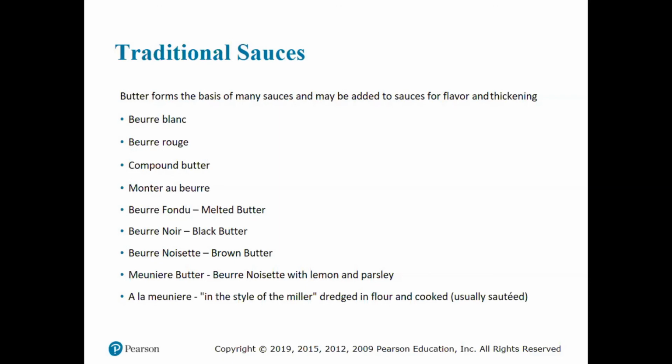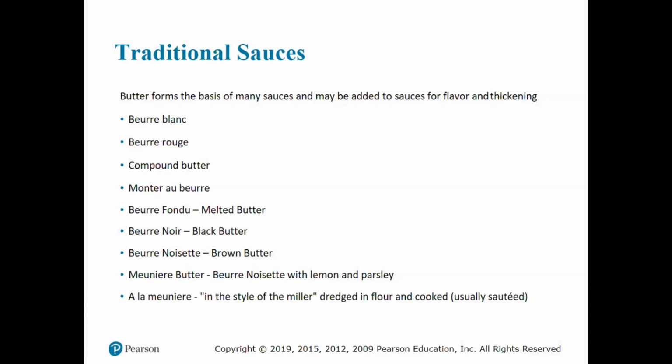Now, Meunière butter is brown butter, beurre noisette, that you add lemon juice and parsley to. And that's usually a part of what's called à la Meunière. So à la Meunière means in the style of the miller. That's the literal translation. When we talk about the miller, we're not talking about Miller Lite. We're talking about the historic miller that would take grain and grind it into flour.